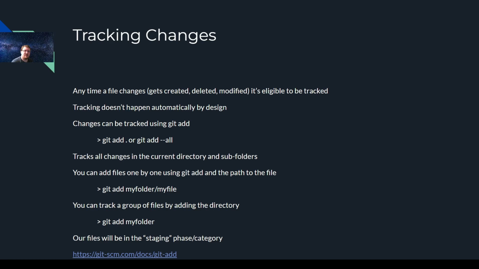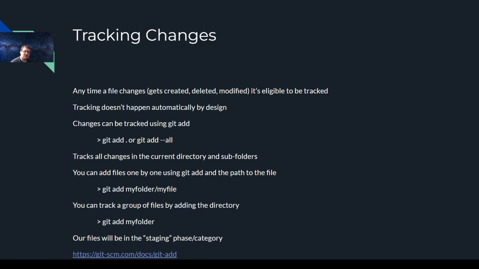But anyway, there's a few ways we can track files. We can track an entire directory, like the current directory. We can do git add dot. That's not usually the greatest way to do it, and depending on your version of Git, it may warn you that that's eventually going to be deprecated, I guess. You can use git add --all.